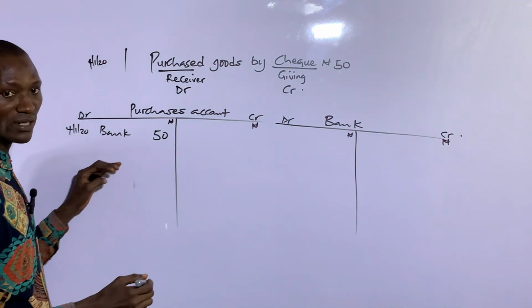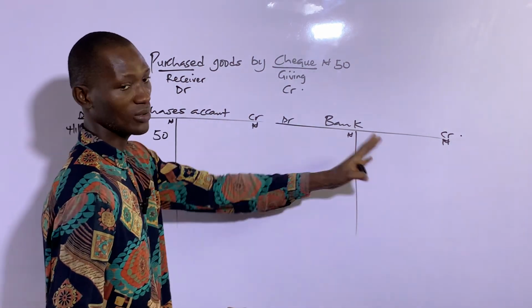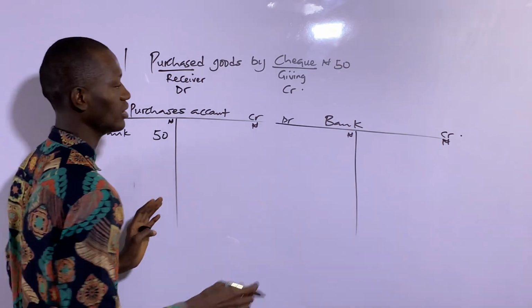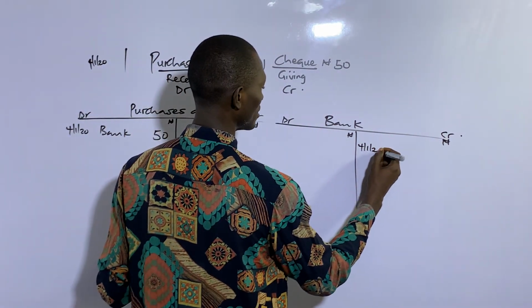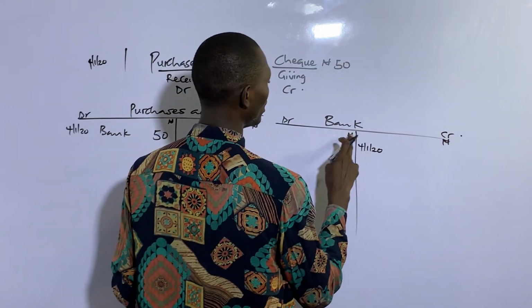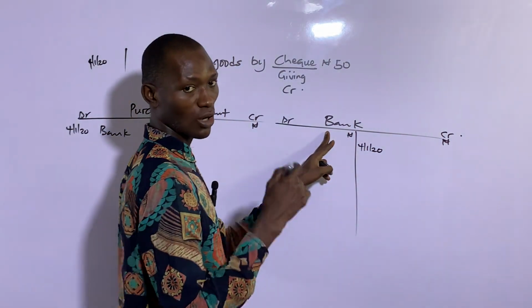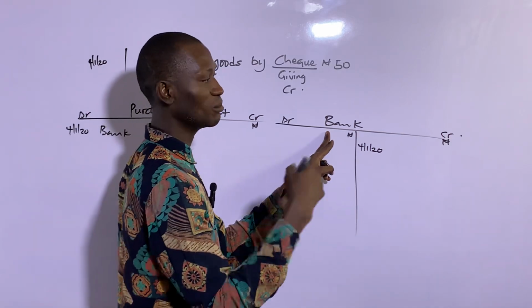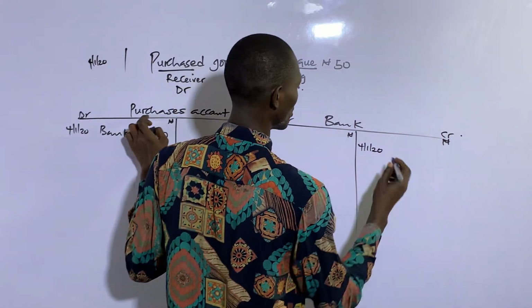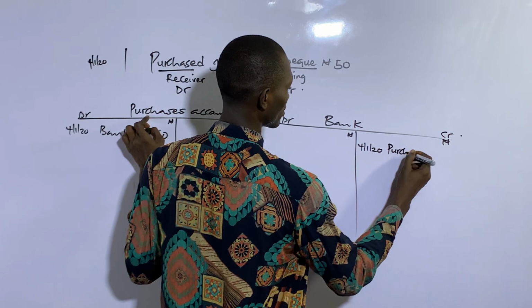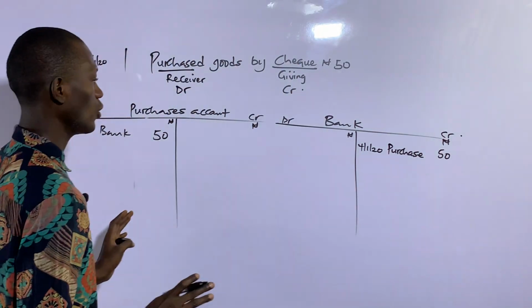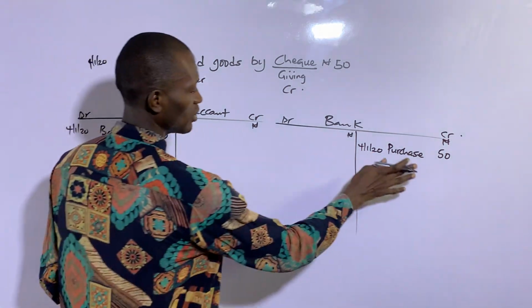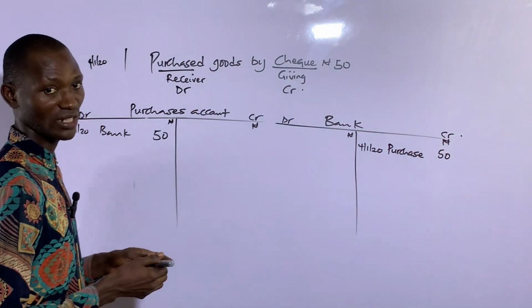Then for every debit entry, there must be a corresponding credit entry in the bank account. So the date is 4/1/20. Particular will be what is bank of XYZ paying for? That's purchases. So purchases now. Purchases. And that's 15 naira. That's that. So for every debit entry, there must be a corresponding credit entry.